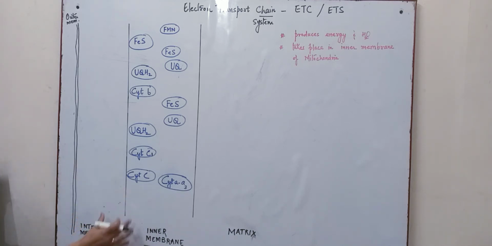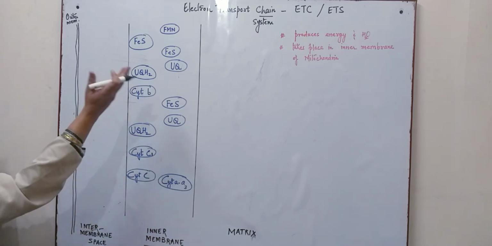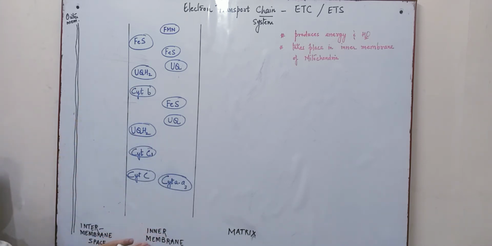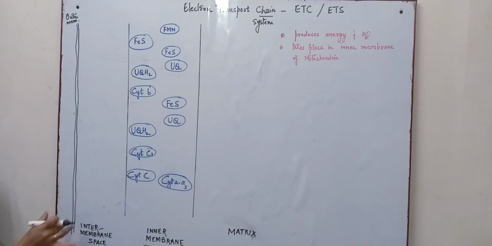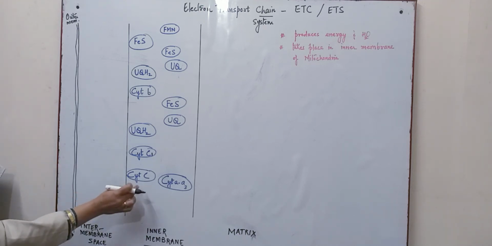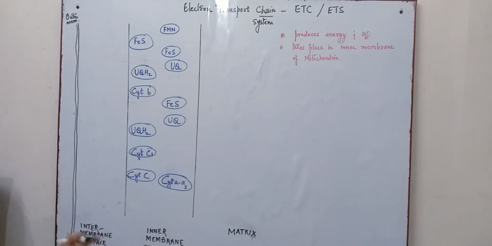Also, it is important for you to understand that we are talking of the electron transport chain taking place in the inner membrane of mitochondria. So these electron acceptors are actually the protein molecules. These are intrinsic protein molecules which are deeply or completely embedded within the inner membrane of the mitochondria.